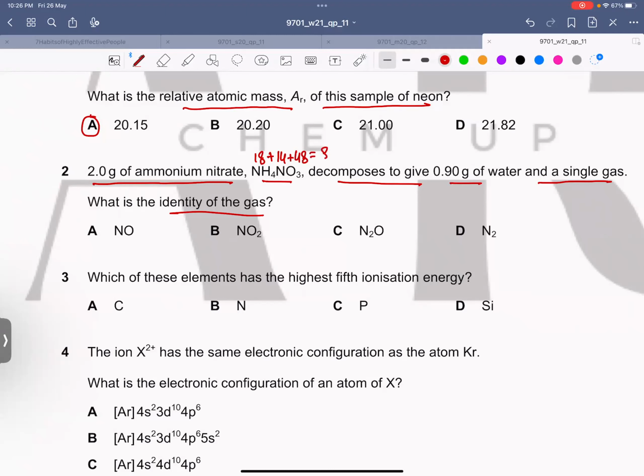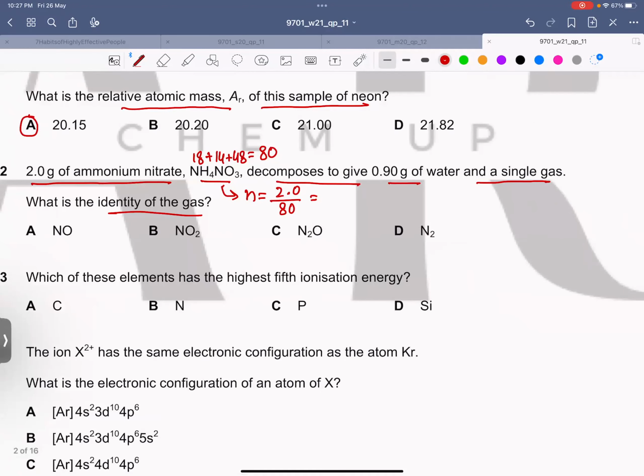Is it 60? No, 48. Yeah, it's 80, right? So the moles of ammonium nitrate that is used is 2 over 80. Can anybody calculate the moles?